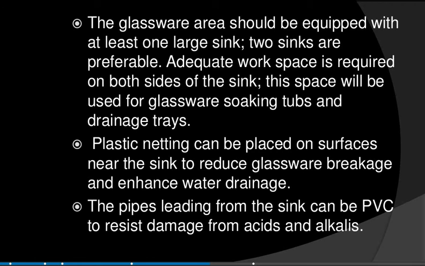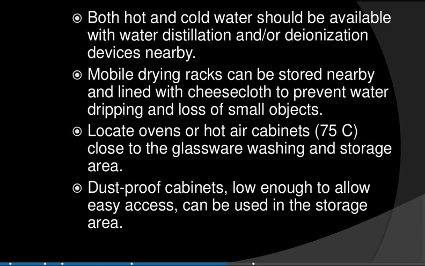The glassware area should be equipped with at least one large sink. Two sinks are preferable. Adequate workspace is required on both sides of the sink. This space will be used for glassware soaking tubs and drainage trees. Plastic netting can be placed on surfaces near the sink to reduce glassware breakage and enhance water drainage. The pipes leading from the sink can be PVC to resist damage from acids and alkalis. Both hot and cold water should be available, with water distillation and or deionization devices nearby.